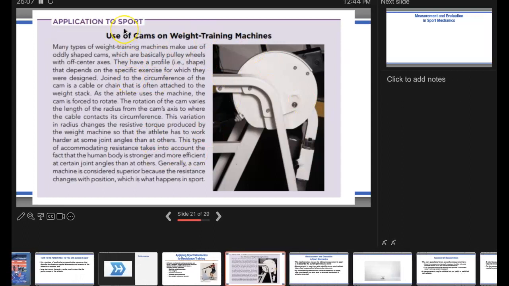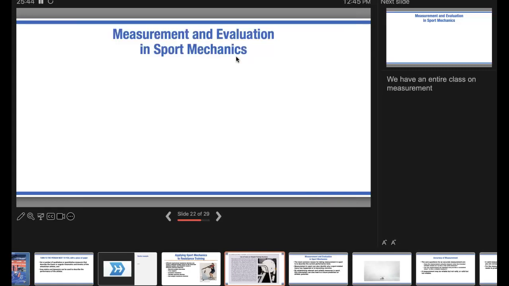If you notice, on most of our weight machines there's a thing called a cam. The circumference of this is not actually dead center where the rotation is. It's off-centered so that as you're doing, let's say, a leg extension, it's going to be harder and easier depending on how that cam is set up. So the rotation carries the length of the radius of that axis, and that's going to change the amount of resistance torque that the weight machine gives you. You'll notice most of those machines have something along those lines.